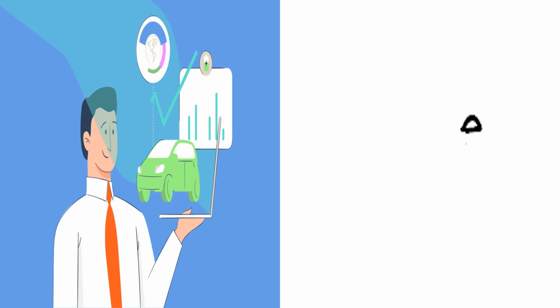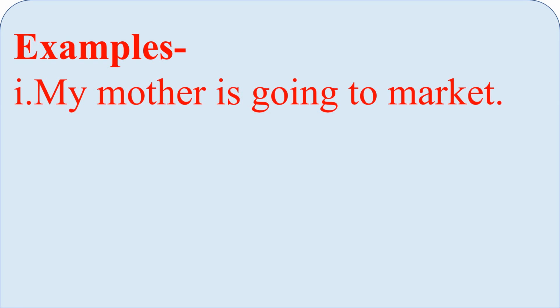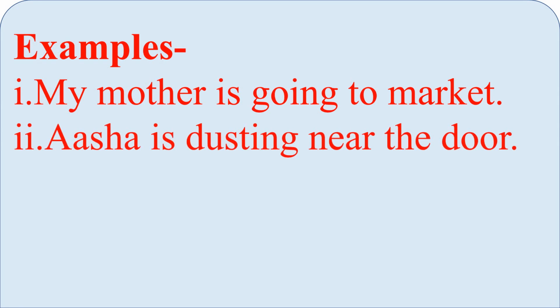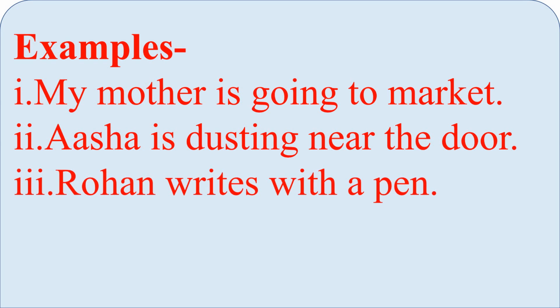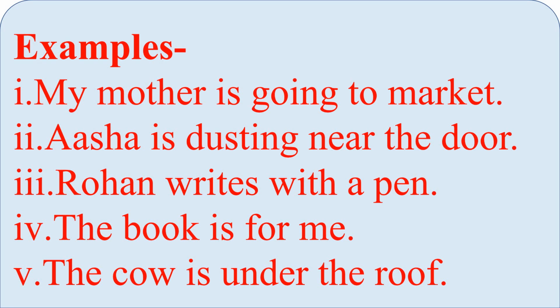To understand preposition more clearly, see some more examples. My mother is going to market. Asha is dusting near the door. Rohan writes with a pen. The book is for me. The cow is under the roof. In these sentences, the words to, near, with, for and under have been placed before a noun or pronoun and are showing their relations to the other word, noun or pronoun in the sentences. These words are prepositions.